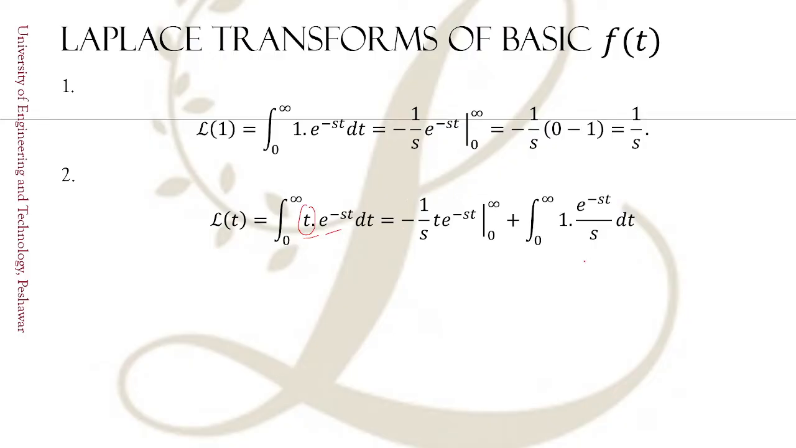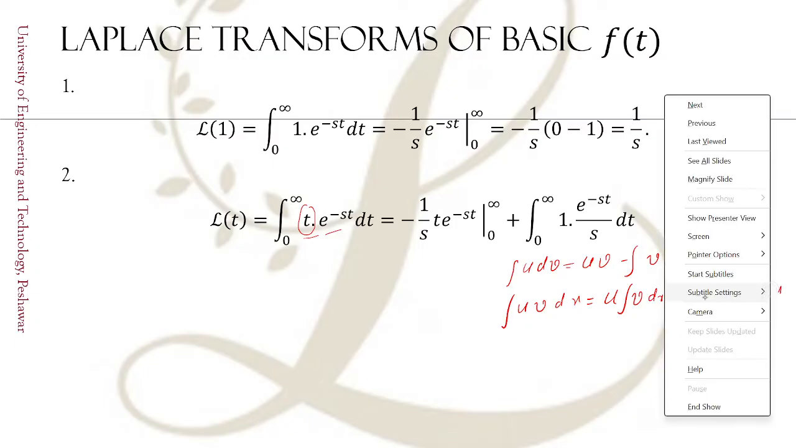Integration by parts could be defined as integral u dv is equal to u into v minus integral v du, or we may use this rule as well: integral u into v dx. So we can simply say u, that's the first function, into integral of v dx, minus integral of du by dx into integral of v dx, then we have dx again for the next one.